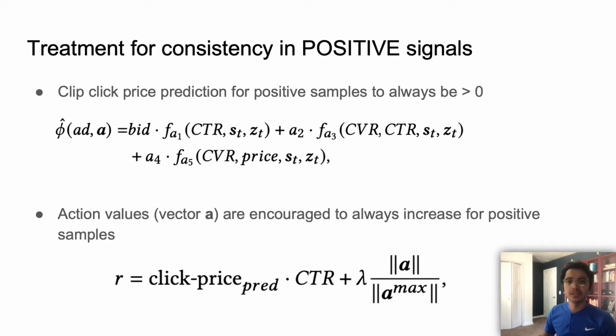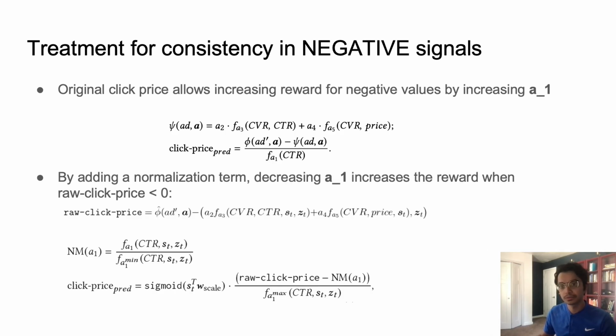We clip the prediction of the click price, and therefore the reward for the reinforcement learning agent, for positive samples to be in the positive range. In addition, we encourage the A coefficients that combine the different optimization objectives in the ranking function to always be positive by adding a normalized term based on the A coefficient to the reward. This helps mitigate the vanishing A coefficients caused by the overwhelming negative signals the agent receives, which tend to push all A coefficients close to zero.